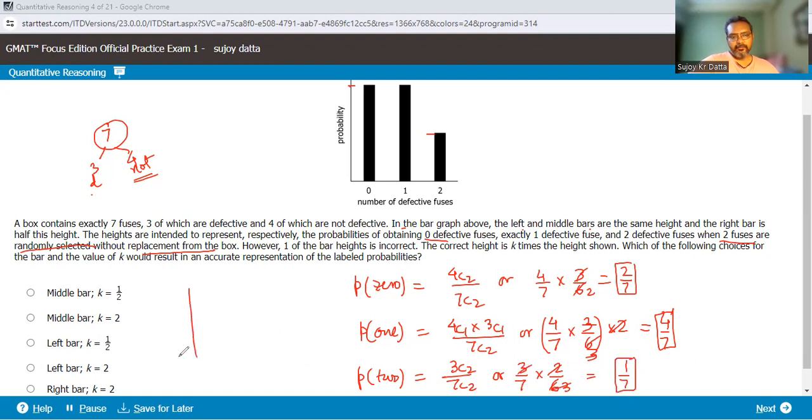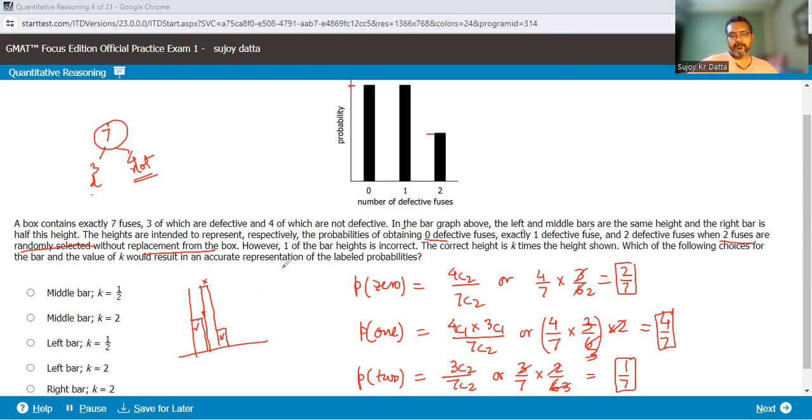So that means if you were to draw a bar graph like this, then for 0 defective, if it is this height, then for 1 defective, it should be double of that. And for 2 defective, it should be half of the first because 2 by 7 has become 1 by 7. It should be like this. So if I look at the diagram, then this one is correct. This one is correct because they are half.